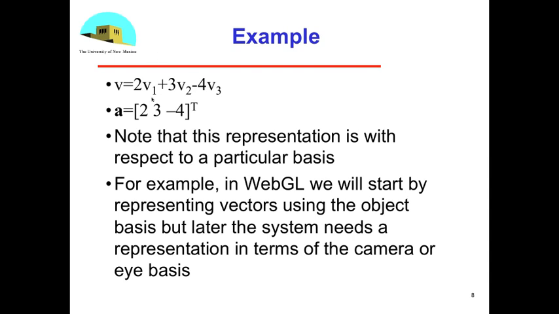So here's a really simple example of that. If I have some vector in v1, v2, v3 of the basis, and I look at 2v1 plus 3v2 minus 4v3, then this little row matrix A is 2, 3, minus 4.